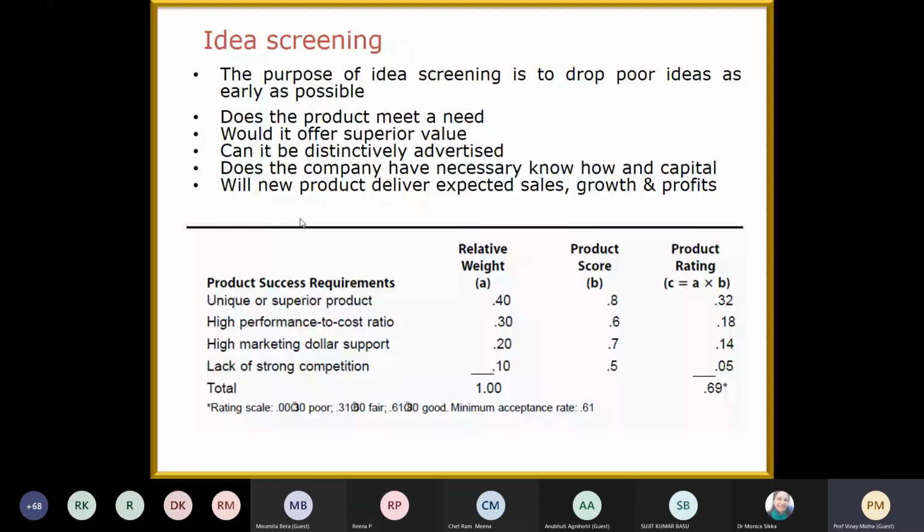So in this case, for example, we are taking the unique or superior product, or high performance to cost ratio, high marketing support, and lack of strong competition. These are the four product success requirements which have been taken into consideration, and the weightage has been assigned to them. Then for each idea which you are screening, you give a certain rating score to these features. Then you multiply column 1 and column 2 to get the product rating score, which at the end of the total will give you the rating index. The idea which gives you a high rating index will be taken further, and ranking can be given to all these ideas, and based on that they can be taken further to the next stages of conceptualization and analysis.